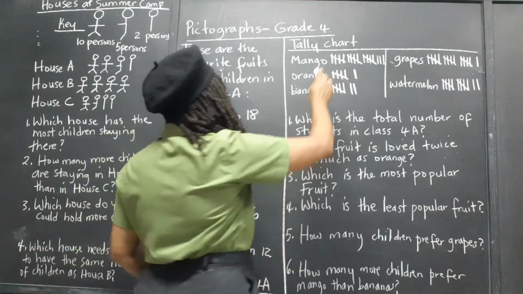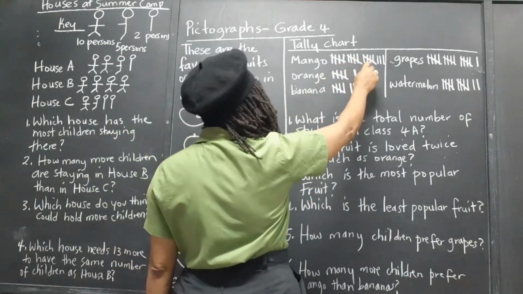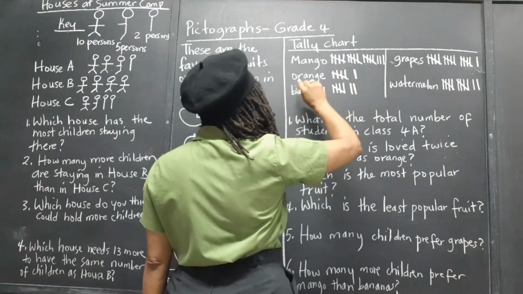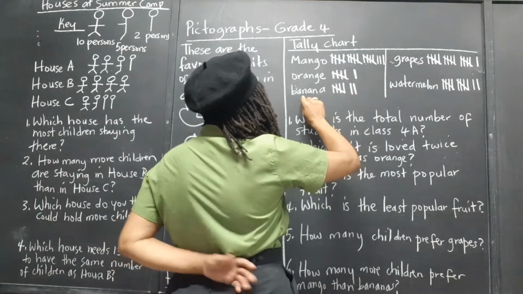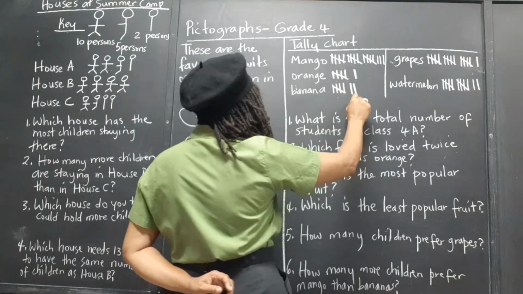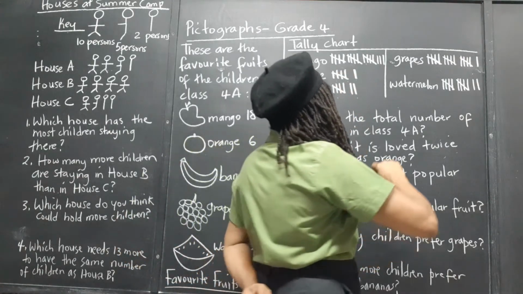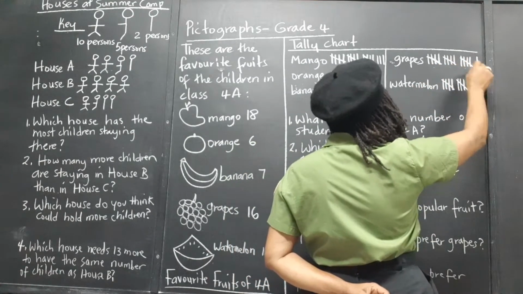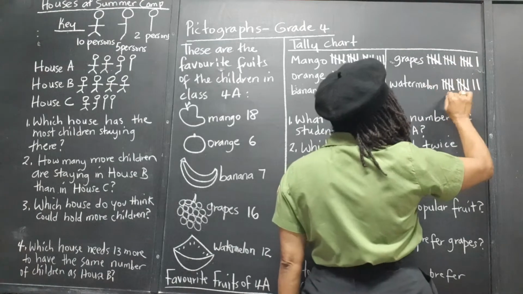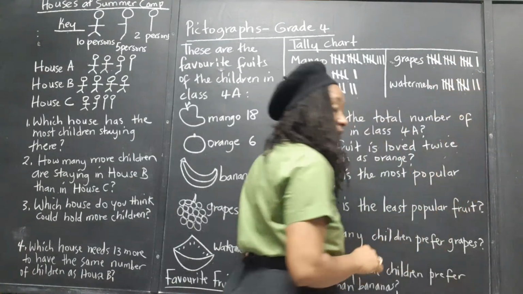So for mango, 5, 10, 15, and 3 more, that's 18. For orange, 5 and 1 more, that's 6. For banana, 5 and 2 more, that's 7. For grapes, 5, 10, 15, and 1 more, that's 16. For watermelon, 5, 10, and 2 more, that's 12.